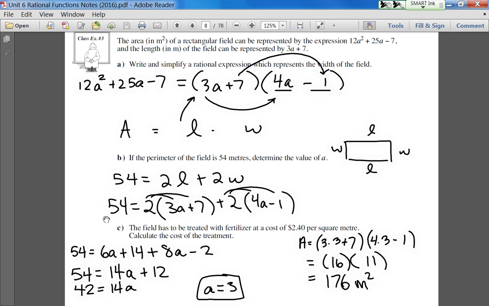Okay, so if it's 176 square meters and every single square meter is $2.40, what do you do with this? Times by 2.40 for every square meter. The square meters cancel. You get dollars, so some $400 or something. $422.4. Who talks like that? $422.40. Good.